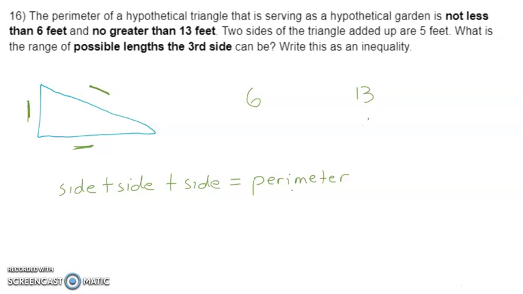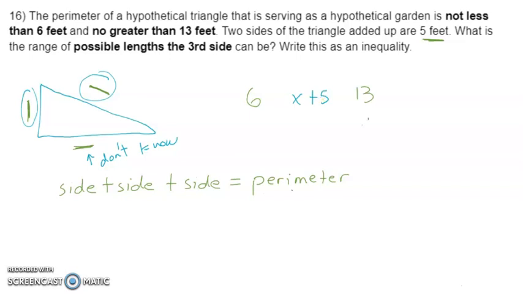Now we know that the two sides of the triangle added up are 5 feet. So the sum of those two sides is 5 feet. So I know, for example, this side and this side, when added together, could be 5 feet. But I don't know this last side. So I'm going to call this last side x. Okay? And then I know that the two other sides of the triangle are 5. So I'm going to say x plus 5 is my perimeter.